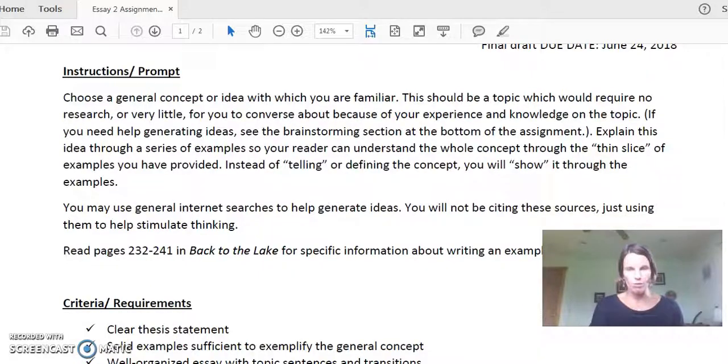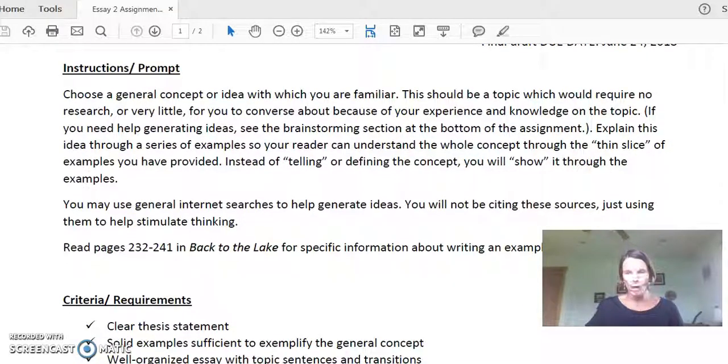Here are the instructions or prompt. You will pick a topic that you are familiar with. This isn't something that I want you to be researching necessarily. You may do some initial research just to stimulate the thinking, get the wheels turning. But I also have some ideas here on how to brainstorm for it. So your research can be just to get your ideas going, but you won't be using citations in this essay.